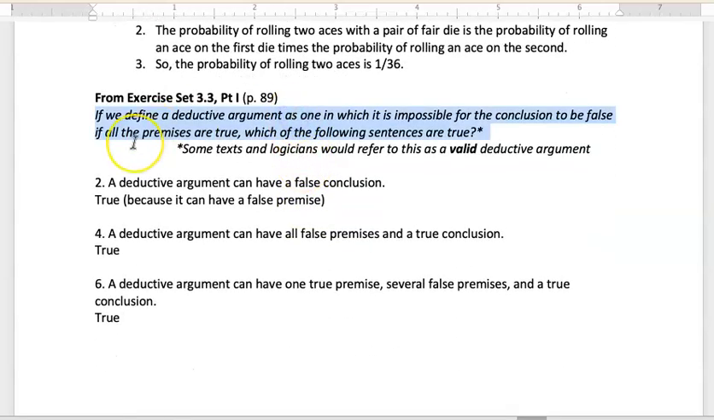Next set. If we define a deductive argument as one in which it is impossible for the conclusion to be false if all the premises are true. In other words, if all the premises are true, the conclusion must be true. It must follow. Then which of the sentences are true? Some texts and logicians would refer to this as a valid deductive argument. They're valid because if the premises were true, the conclusion would have to be true.